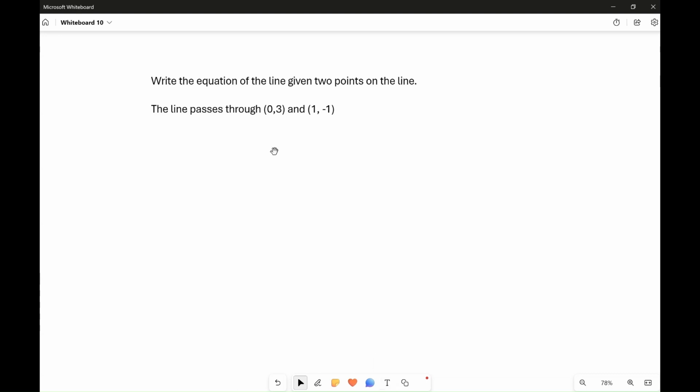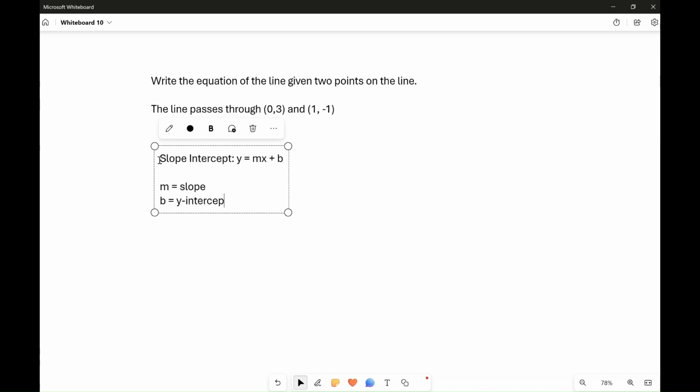The first thing I want to do is remind you that we're going to be writing these in slope-intercept form. So slope-intercept form is this one where it's y equals mx plus b. And we know that m is equal to the slope and b is equal to the y-intercept. All right, so let's make sure that we remember that.